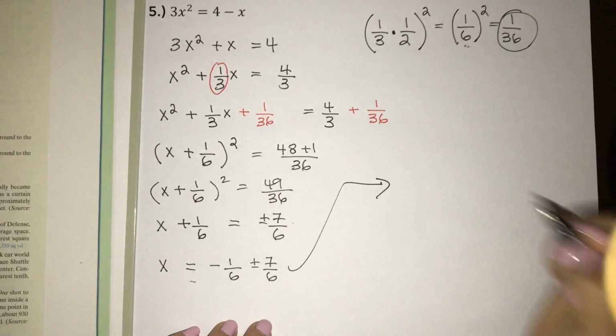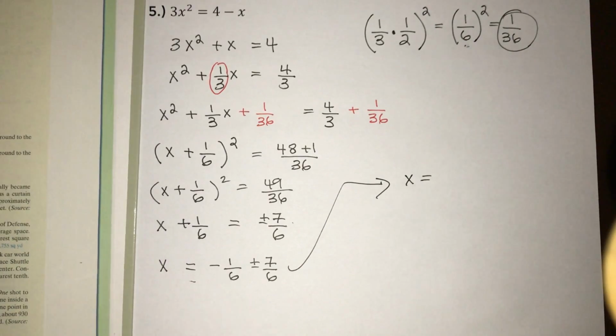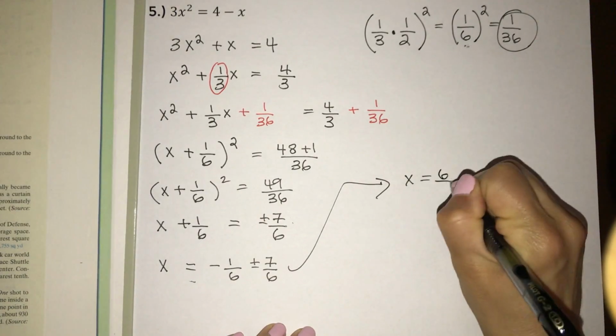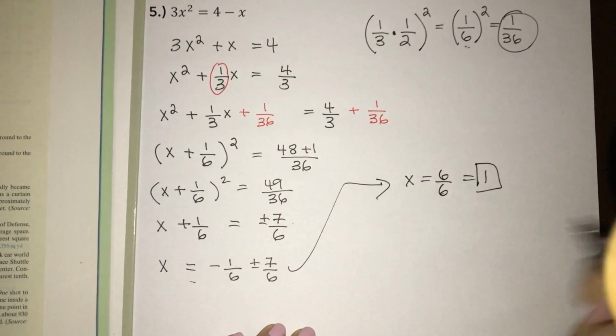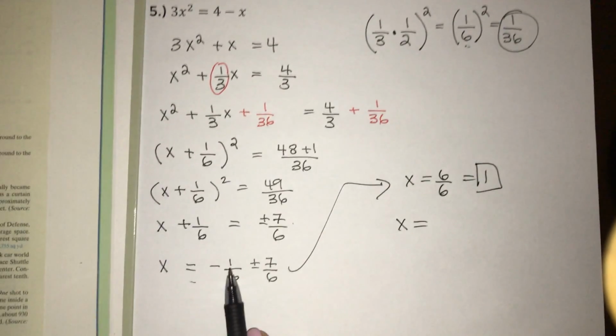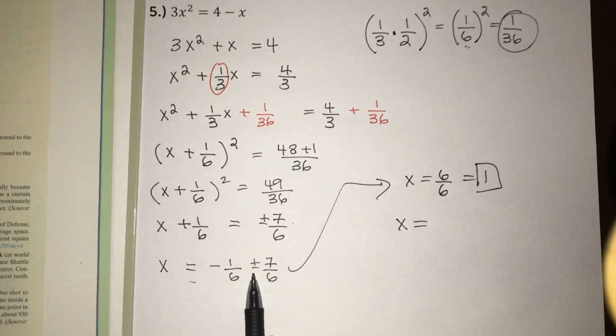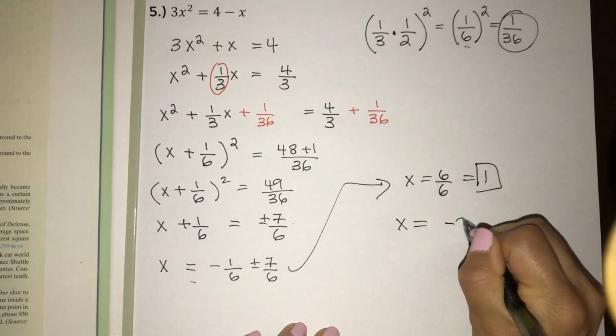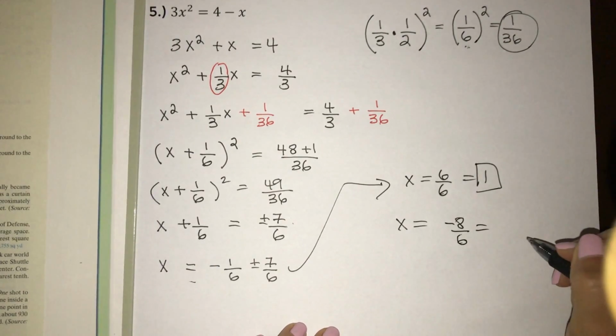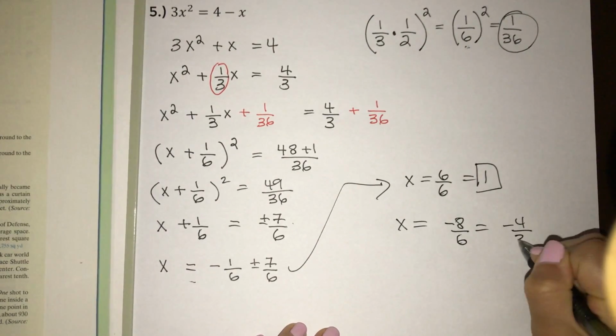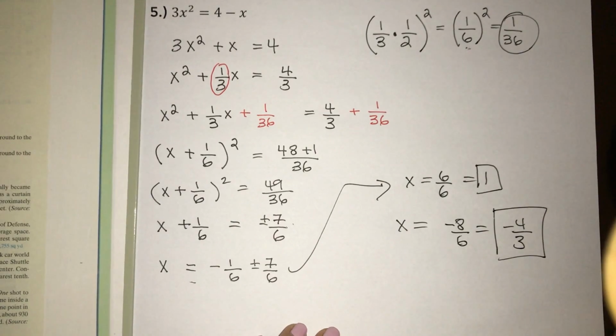So what we're going to do, there's going to be two answers. One of them is -1 plus 7. That's 6/6, which is 1. And the other solution is -1 minus 7. That's going to be -8/6, which reduces to -4/3. And so these are the two solutions in this case for this problem.